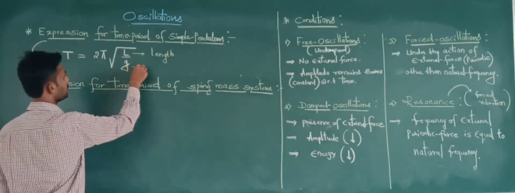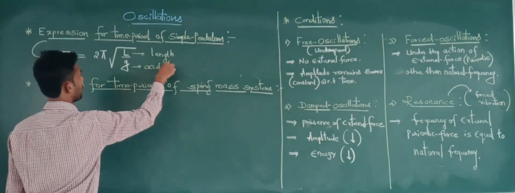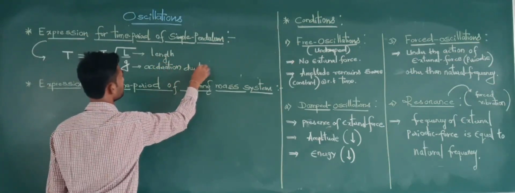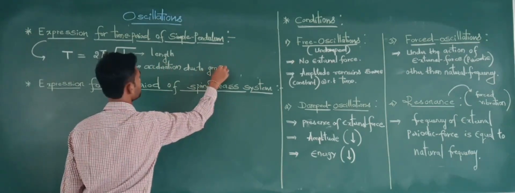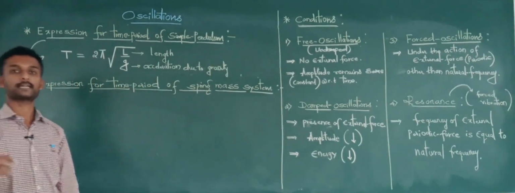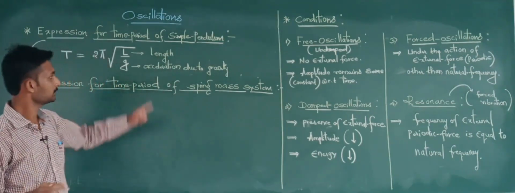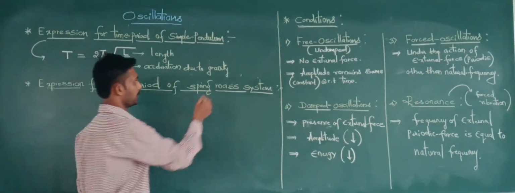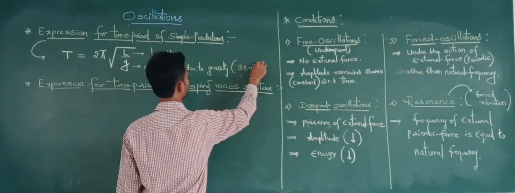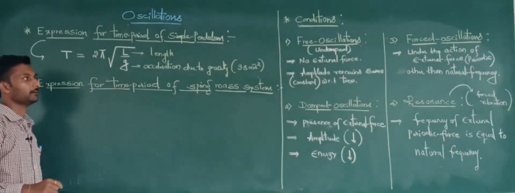So G denotes acceleration due to gravity. How much is it? It is always 9.8 meter per second square on the earth. It is 9.8 meter per second square in presence of earth. So how much is it on the earth? 9.8 meter per second square.